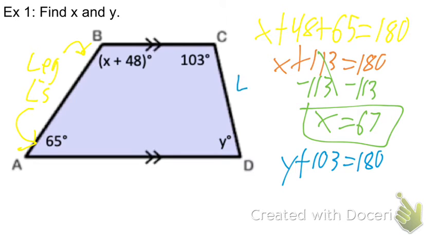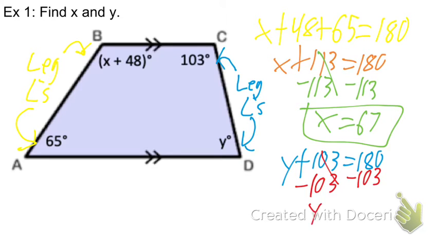Yep, both of the leg angles for that leg. So the pair of leg angles are going to be supplementary. Subtract 103. Thank you for being willing to help out with that one, Elizabeth, as well. And y is 77. Questions on that? Why are there no congruent angles? That's the point.